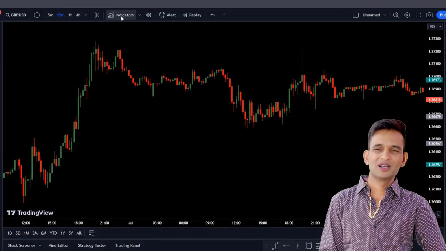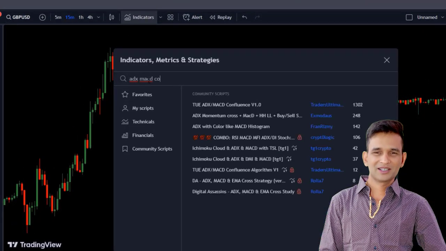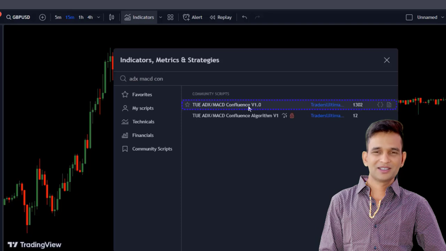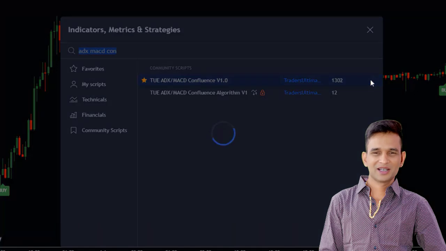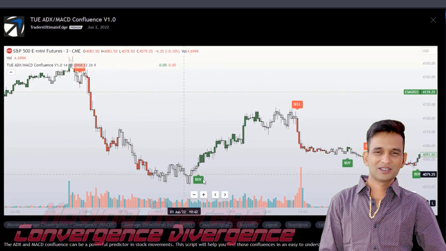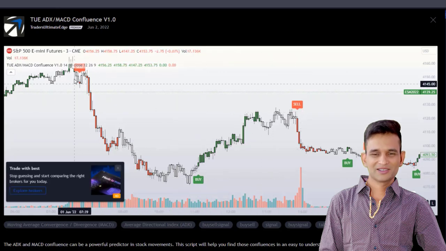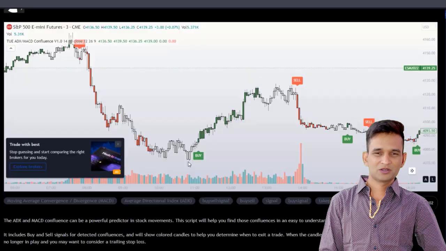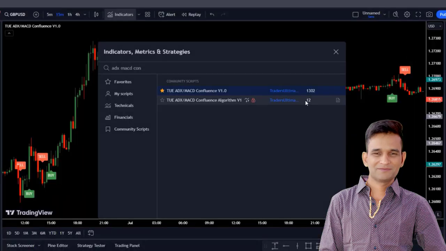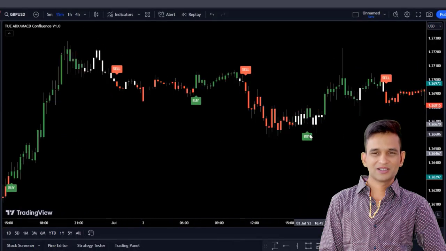In the Indicators search tab, we're going to look for a powerful tool called the ADX-MACD confluence. This unique indicator combines the strengths of the ADX, Average Directional Index, and MACD, Moving Average Convergence Divergence, to assist in predicting stock movements. By analyzing the confluence of these 2 indicators, it generates reliable buy and sell signals, making it an invaluable tool for technical analysis. Let's explore how this indicator can supercharge your trading strategy.